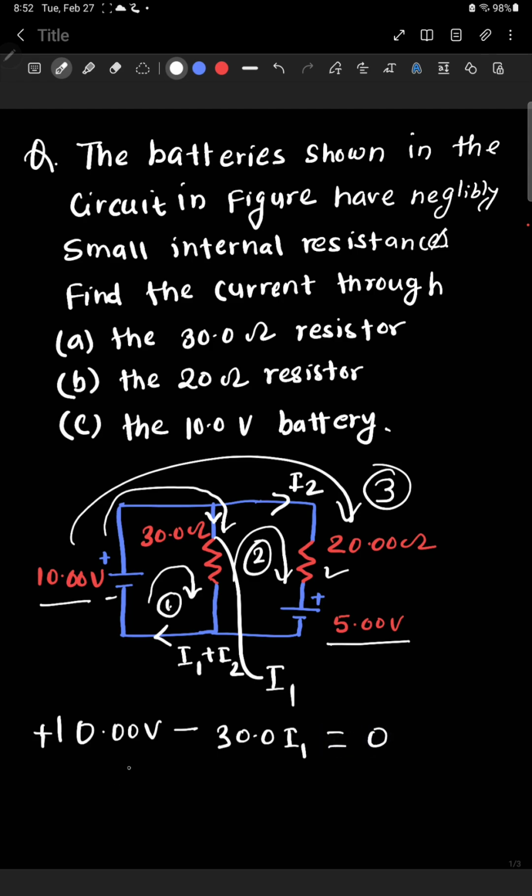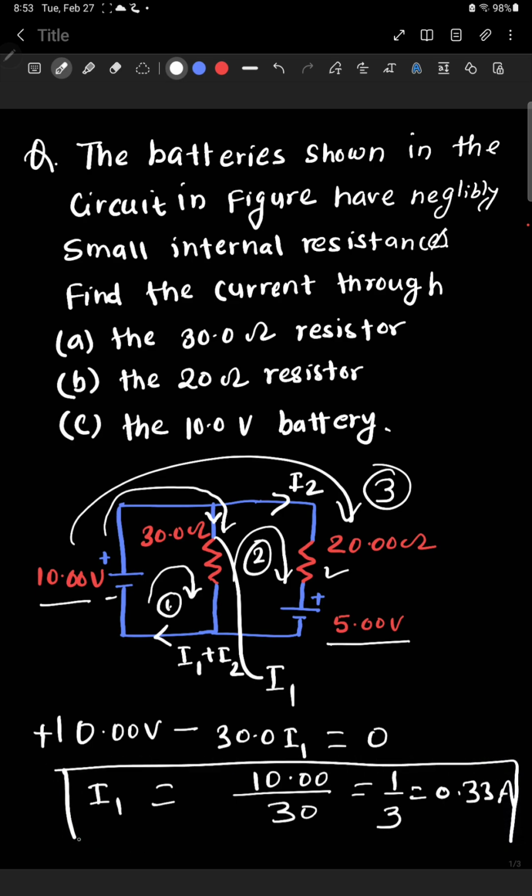From here I can solve for I1, and I1 is equal to 10.00 divided by 30, which is 1 divided by 3, and this is electric current, so it will be in amperes. Once you divide this, it will be 0.33 ampere. So this is I1. Now let's calculate I2.